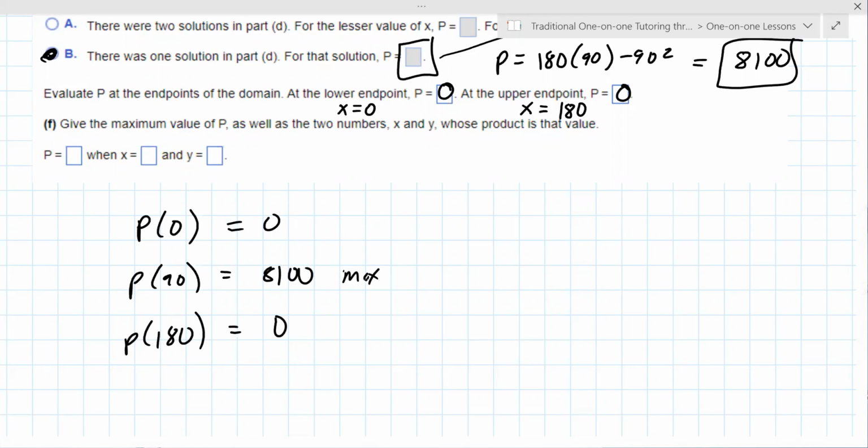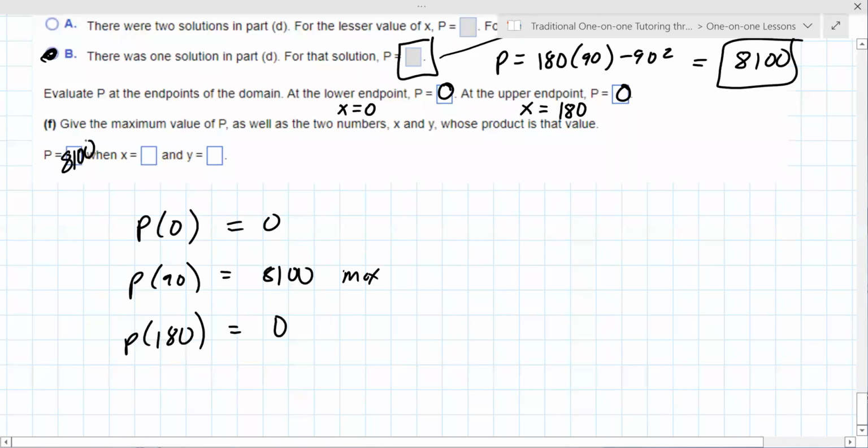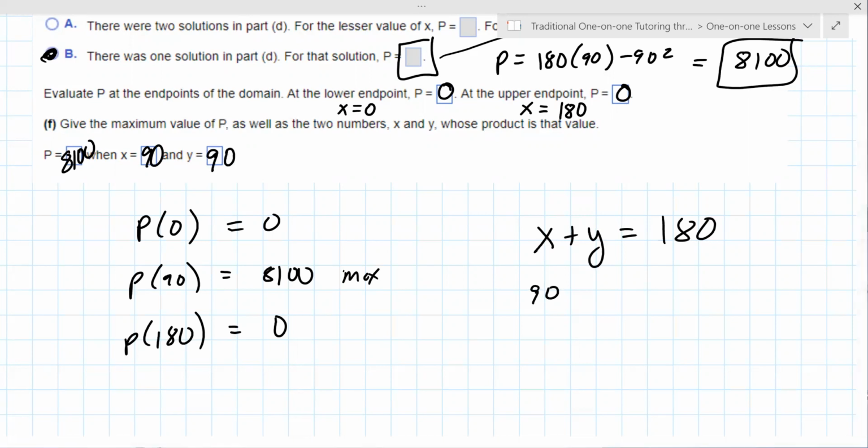So the profit is 8100 when x is 90, and then to get the y value. And that's why this is so hard for students, they're saying, wait, I've got to go find y. Where is y? Well, if you remember, the original equation was x plus y equals 180. So if x is 90, then y must also be 90. Okay.